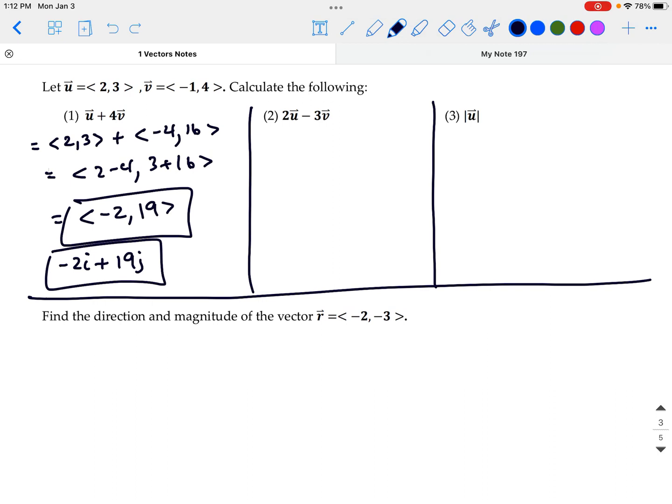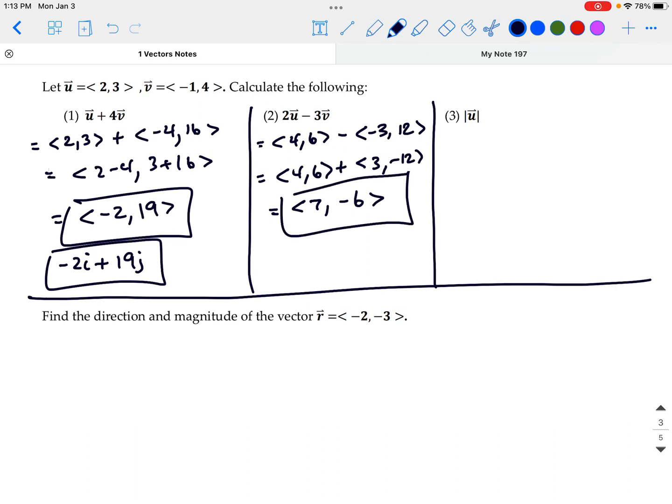Number 2, very similar to number 1, so we're going to double u, so that's going to become 4, 6, and then we're going to subtract 3v, so 3v is going to be negative 3, 12. And then this negative here does distribute. So that's going to be 4 comma 6 plus 3 comma negative 12. So I would recommend making it into an addition if you're doing subtraction by distributing the negative sign. And so we'll end up with 7 comma negative 6, it looks like.